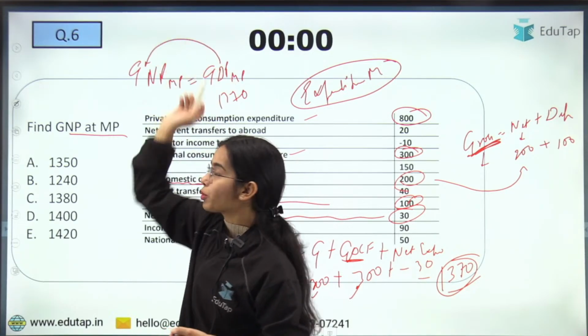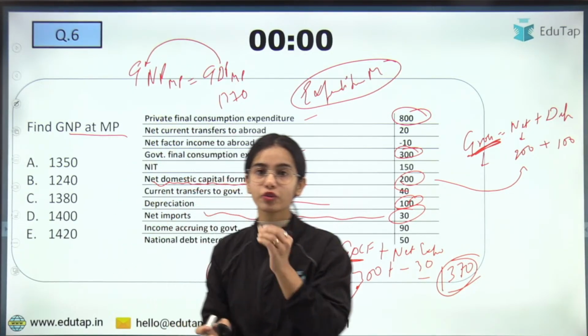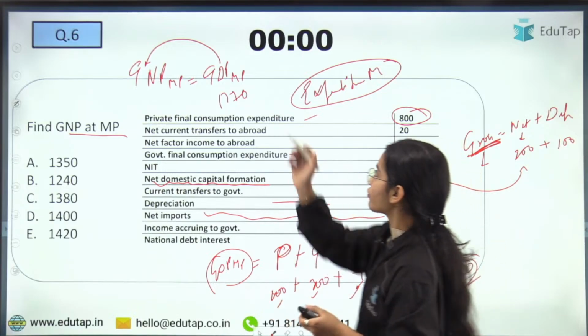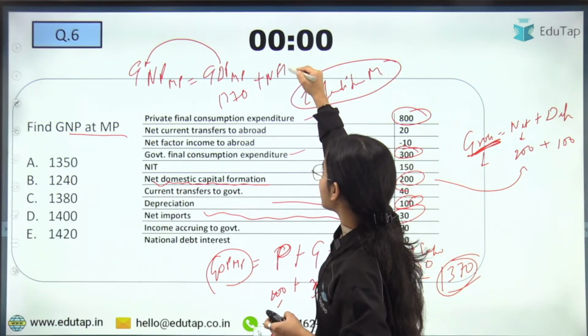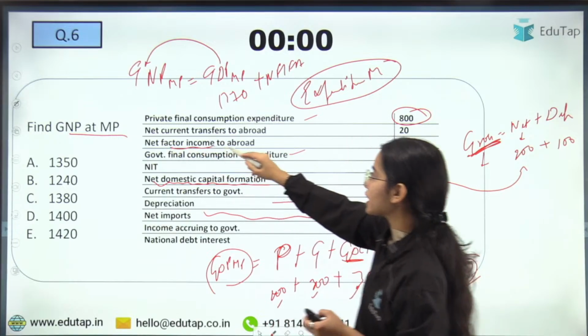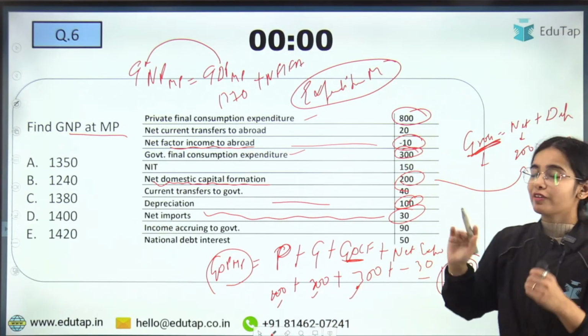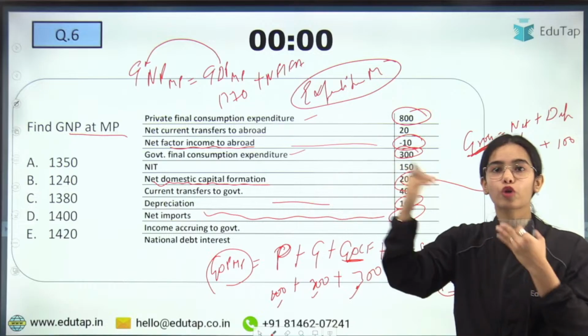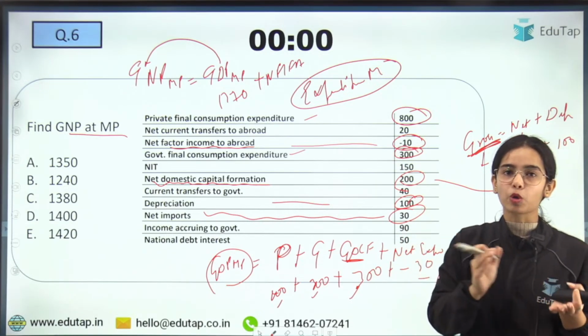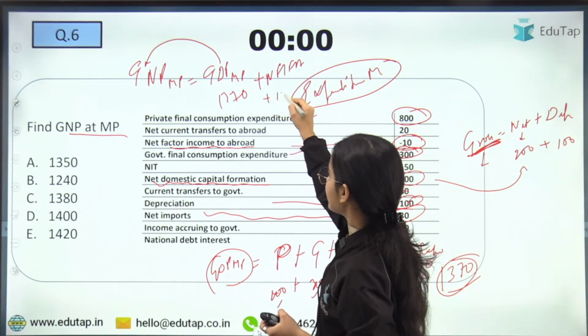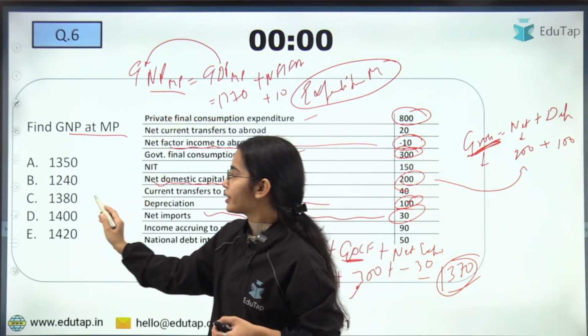So you have to go from domestic to national. So if you have to go from domestic to national, you have to add the net factor income from abroad. Net factor income to abroad is negative 10, so from abroad will be the opposite, that is positive 10. So that will be plus 10. So here the answer will be 1380.